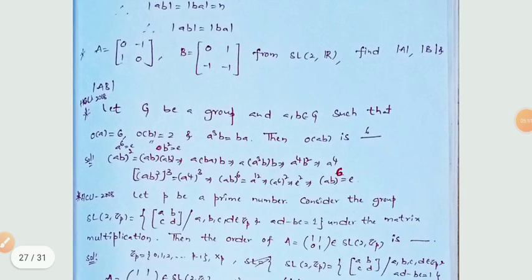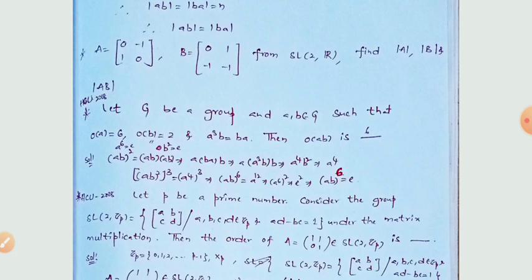Here is another problem. Matrix A is equal to [0, -1; 1, 0]. Matrix B is equal to [0, 1; -1, -1]. From the special linear group SL(2), find order of A, order of B and order of AB.